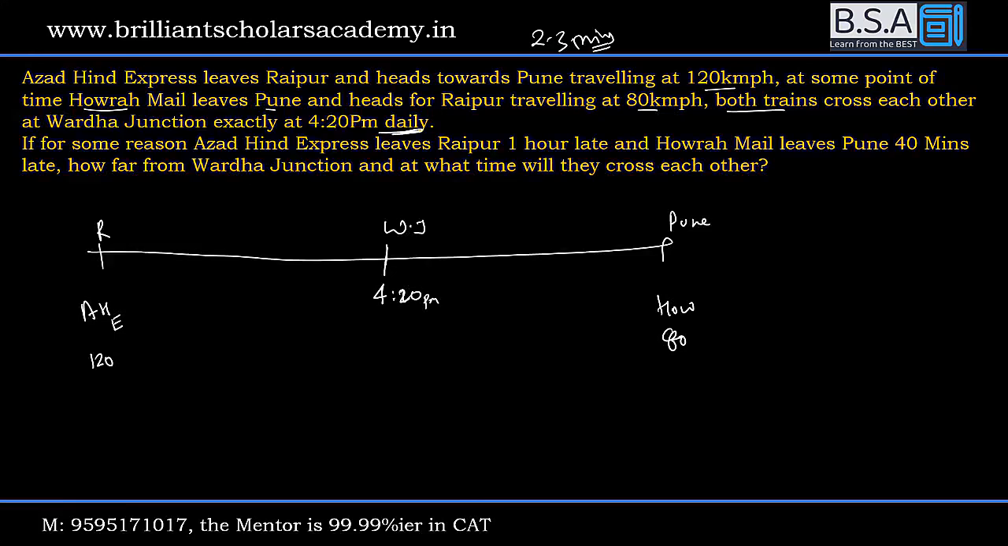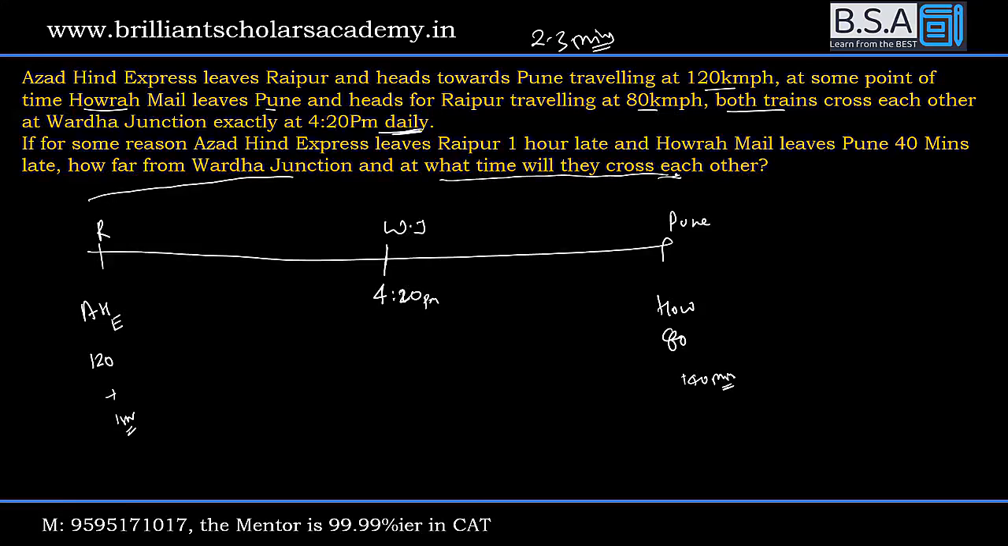Daily. How can that happen daily? It is the headache of our railway minister. Let us not worry about that. At 4:20, they cross each other at Wardha Junction daily. For some reason, this train starts 1 hour late and the other train starts 40 minutes late. The question is, how far from Wardha Junction will they meet and at what time will they cross each other?